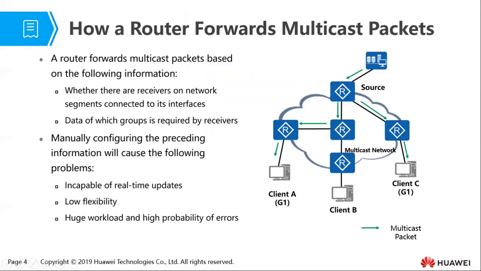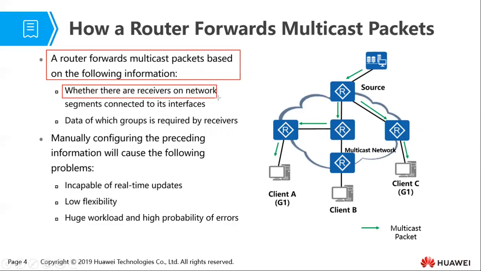This is something we looked at in the previous topic. Generally with multicast packets, a router forwards multicast packets based on, number one, whether there are receivers on the network segment connected to that interface. Number two, whether data of which groups is required by the receiver.